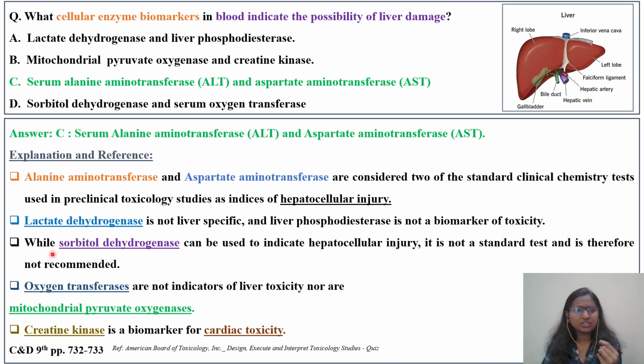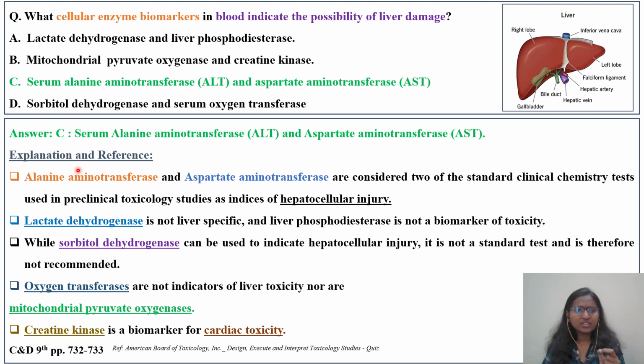Then the third one is sorbitol dehydrogenase. Option D can be used to indicate hepatocellular injury. It is not a standard test when compared to ALT and AST, which are the standard tests. This sorbitol dehydrogenase is not the standard test and is therefore not recommended as a hallmark for hepatocellular injury. Coming to oxygen transferases, serum oxygen transferase, they are not indicators of liver toxicity, nor is mitochondrial pyruvate oxygenase. They are not used as markers for liver toxicity.